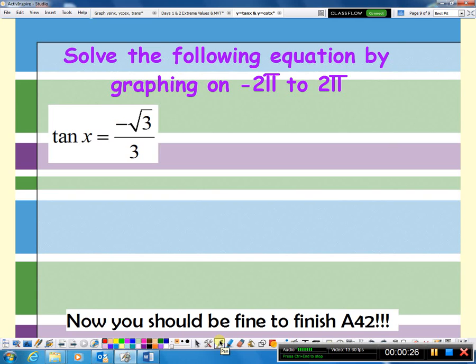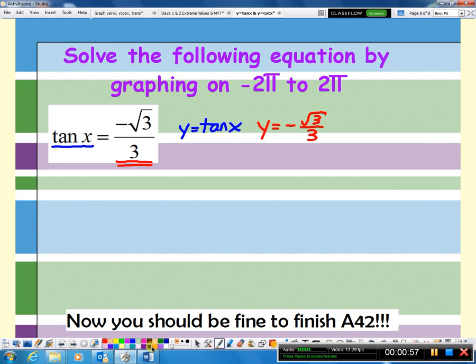Now what I'm going to do is graph y equals tangent x in blue, and then I'm going to graph y equals negative square root 3 over 3, which is just a horizontal line, in red. And my goal will be to find where the two graphs intersect. And notice that the instructions say just graph from negative 2 pi to positive 2 pi.